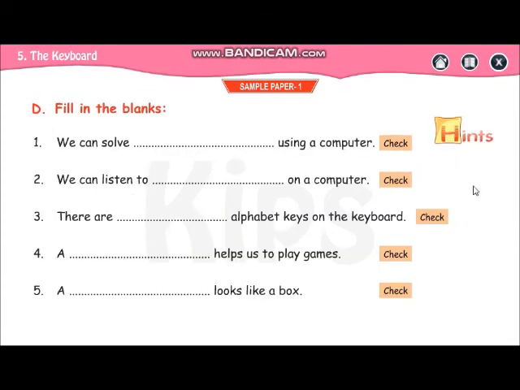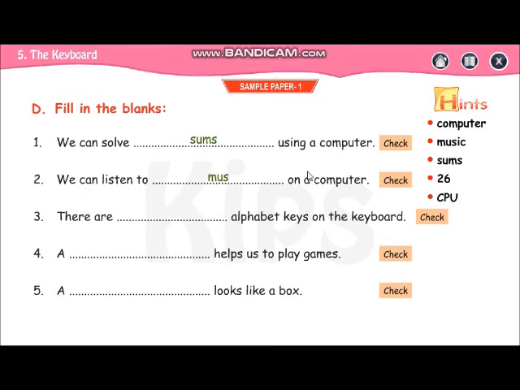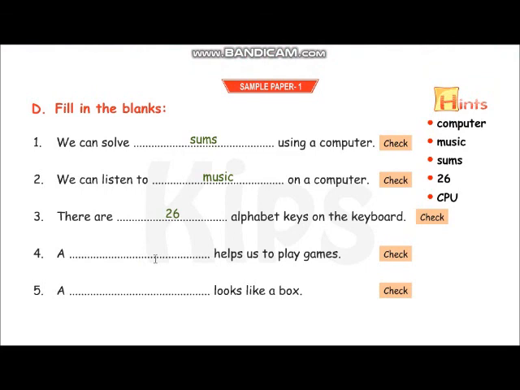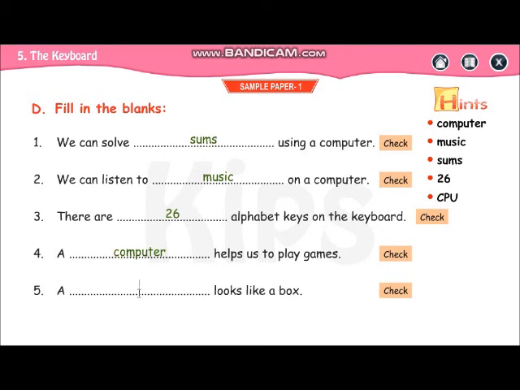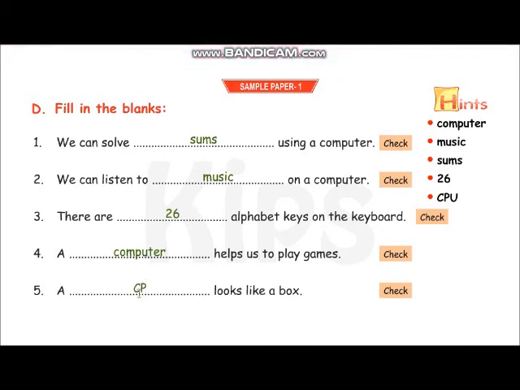Now filling the blanks. Using your hints, we can solve sums using a computer. We can listen to music on a computer. There are 26 alphabet keys on the keyboard. Dash helps us to play game. What helps us to play game? Computer. Dash looks like a box. CPU.